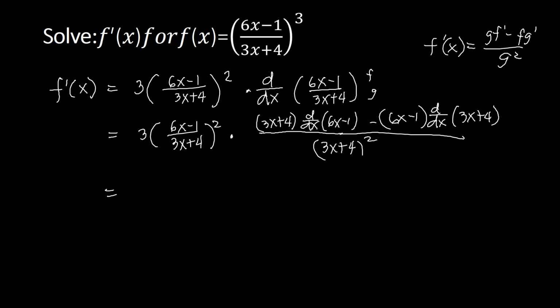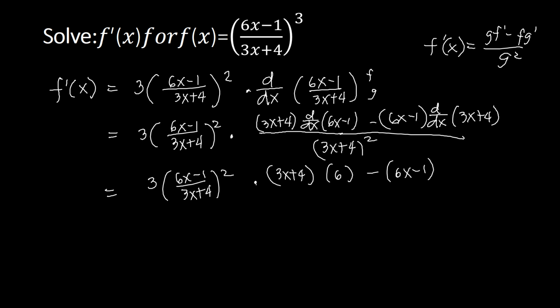Simplifying that, we have 3 times 6x minus 1 over 3x plus 4 squared, times 3x plus 4 times the derivative of 6x, that's 6. The derivative of 1 is 0. So we have minus 6x minus 1 times the derivative of 3x, which is 3. The derivative of 4 is 0. And then we can expand this if you want to, over 3x plus 4 squared.